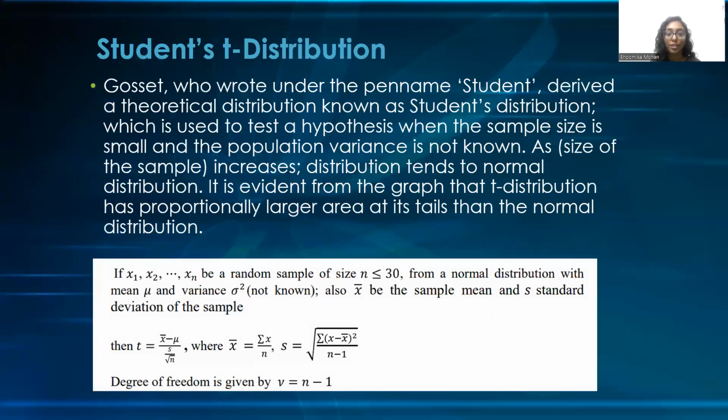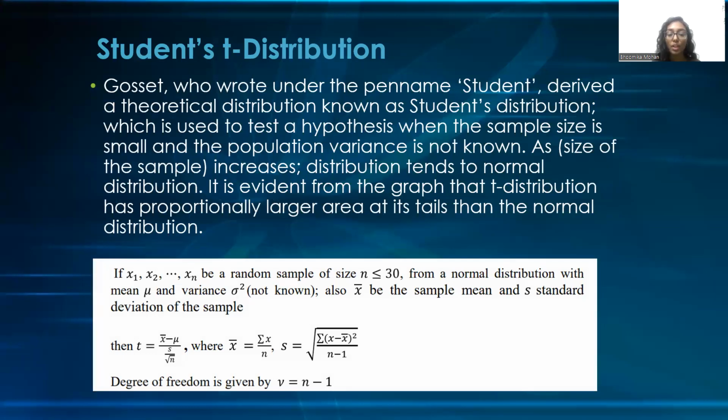Now, let's talk about Student's t-distribution. Gossett, who wrote under the pen name Student, derived a theoretical distribution known as Student's distribution, which is used to test a hypothesis when the sample size is small and the population variance is not known. As size of the sample increases, distribution tends to normal distribution. It is evident from the graph that t-distribution has proportionally larger area at its tails than the normal distribution.